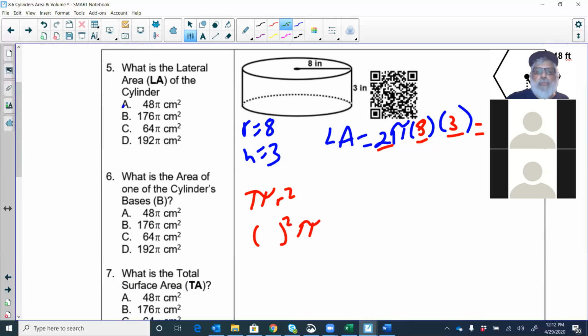48 pi, right? Yep, good job. And then on the next one, remember pi is part of the answer. So you just got to square the 8 and you got that one.